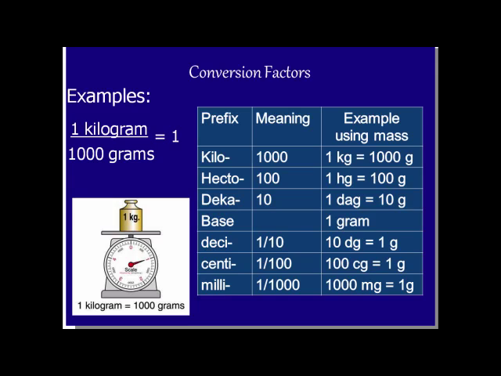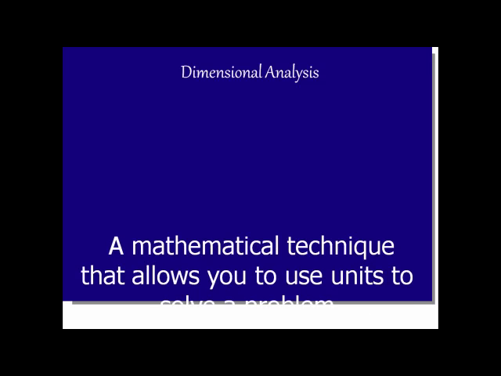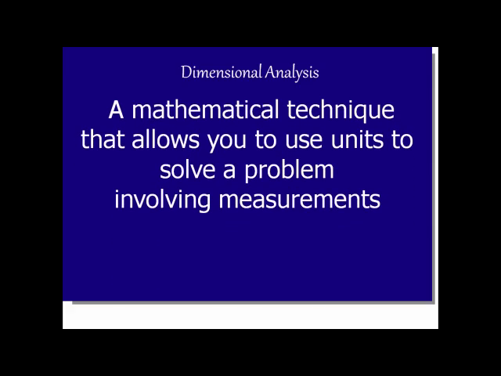So our purpose for talking about conversion factors is so that we can talk about a mathematical technique. And the mathematical technique that we use in chemistry is referred to as dimensional analysis. The definition for dimensional analysis is that it is a mathematical technique that allows you to use units to solve a problem involving measurements. So think about it this way. When we set up a problem, we're going to plug in the units first, and then plug in the number values that match those units.